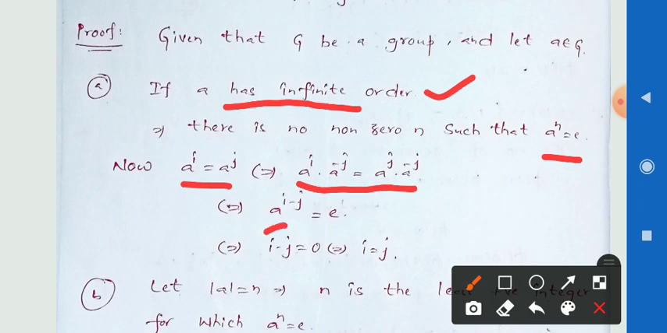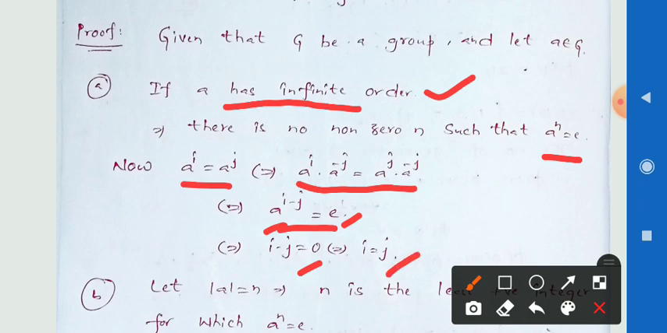Here the base is the same. This becomes a^(i-j) equal to e. Means by the definition, we have i minus j is equal to 0, because a^(i-j) is equal to e means that the n value is equal to infinity or 0. Here I am taking 0. So i minus j is equal to 0, and we can say that i is equal to j.